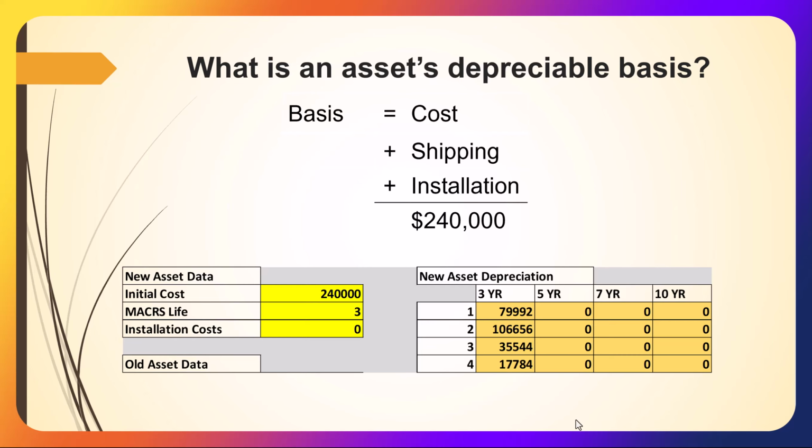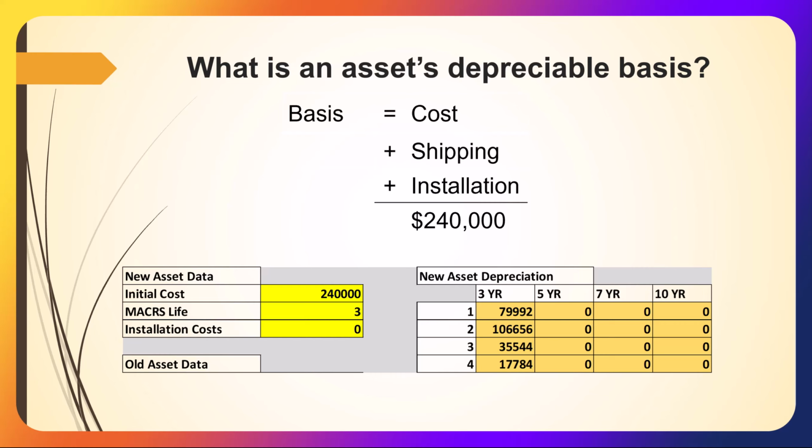So what is a project's depreciable basis? Again, we have our definition here. It's the cost plus any shipping expenses plus any installation. So in this particular project, it's $240,000. So determining the basis is obviously very important. These expenses represent the non-cash deductions from income. They reduce taxes. There are many new changes to the tax code. We'll talk about those a little bit later in this presentation.